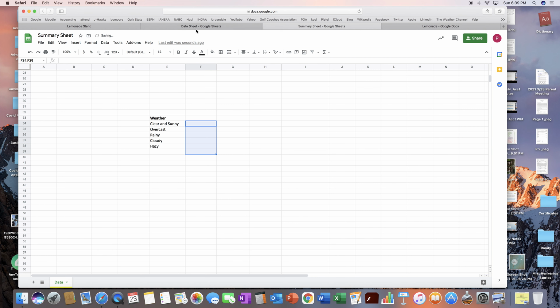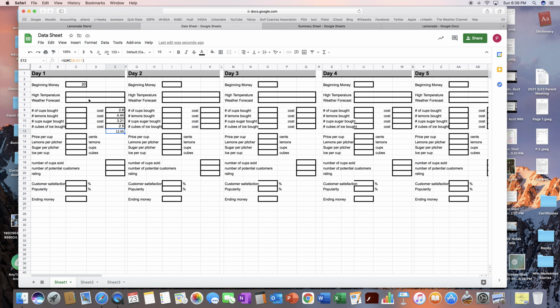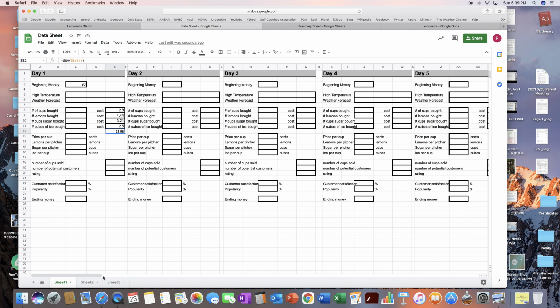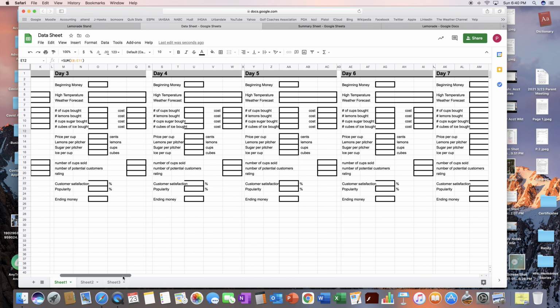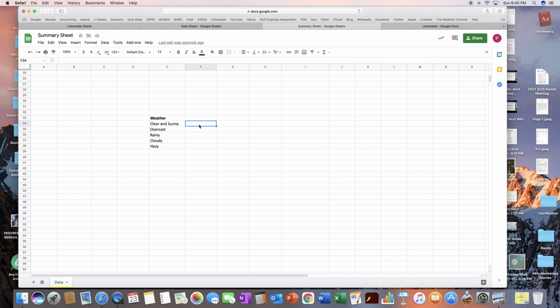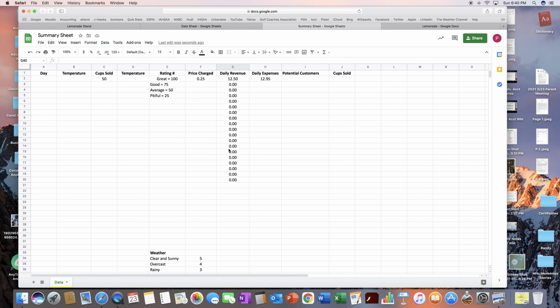You want to go through your sheet and the forecast, and you just count how many times it was clear and sunny. So you just go through, it was clear and sunny, count them out, 5 times. And then so forth, 4, whatever it was. But this will be a chart later on. So that's what you want to do: take your data sheet and then complete your summary sheet.